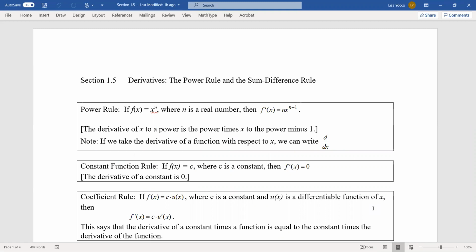is that there's a complicated formal way to find a derivative. We're not going to use that formula.